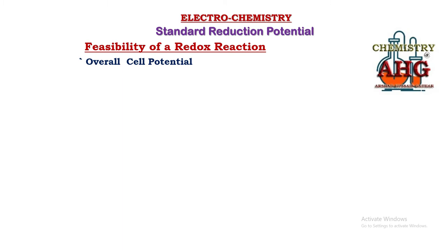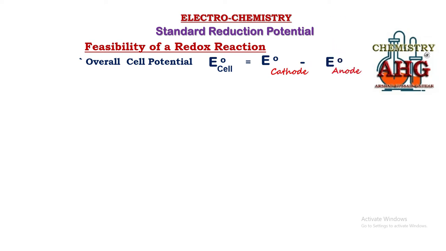Feasibility of a redox reaction can be decided with the help of overall cell potential, and overall cell potential is determined using the standard reduction potential of an element. Now you can use a simple formula to calculate overall cell potential. Cell potential is always equal to the reduction potential of the cathode minus the reduction potential of the anode.